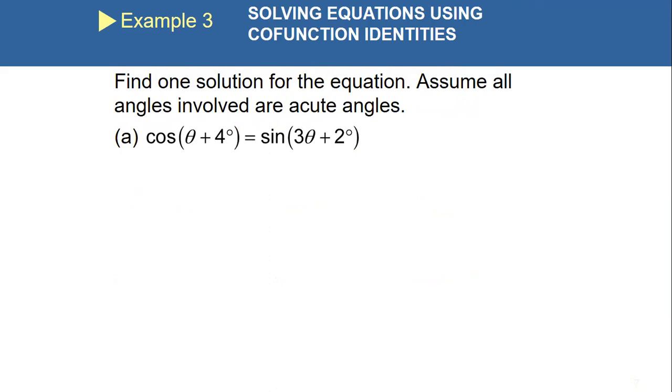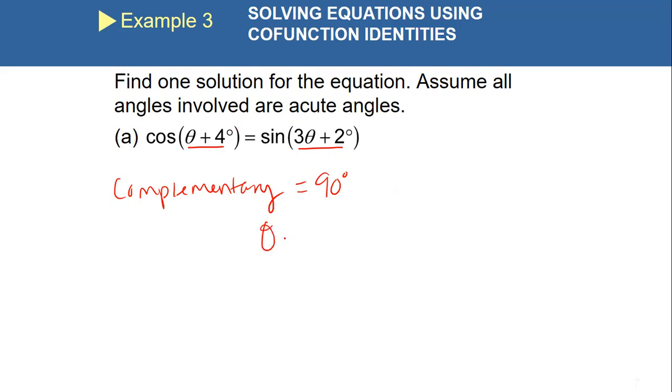All right, here we go. It says find one solution for the equation. Assume all angles are acute angles. Okay. So in order for this to be true, what has to be true about these two angles? These two have to be complementary. Remember, in order for it to be true, the two angles are complementary. I never know if I spelled this right, but I think I did. Complementary, which means that the angles have to equal 90 degrees.